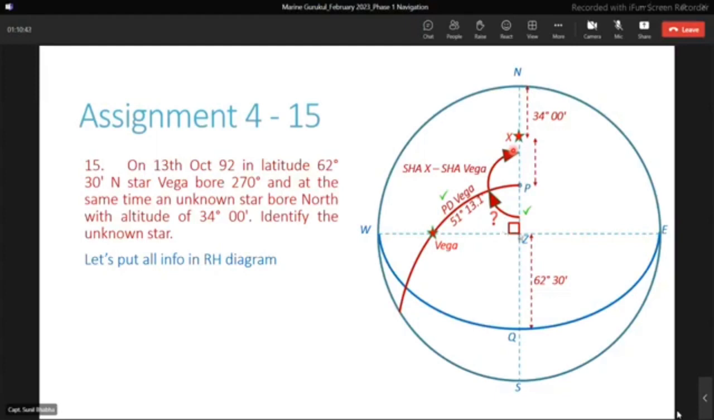No, angle ZP Vega, yes sir. Angle ZP Vega is the LHA of Vega. This is what we calculated earlier.